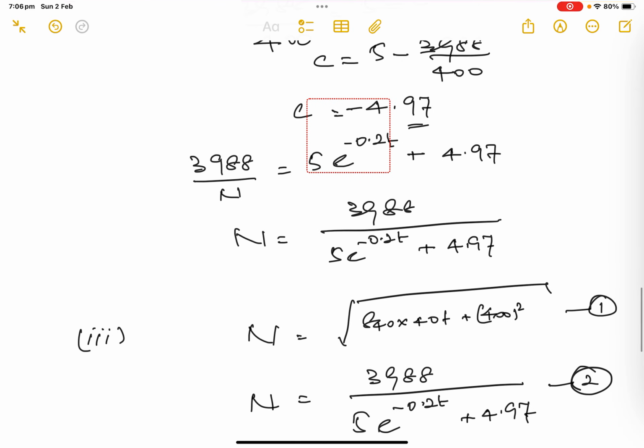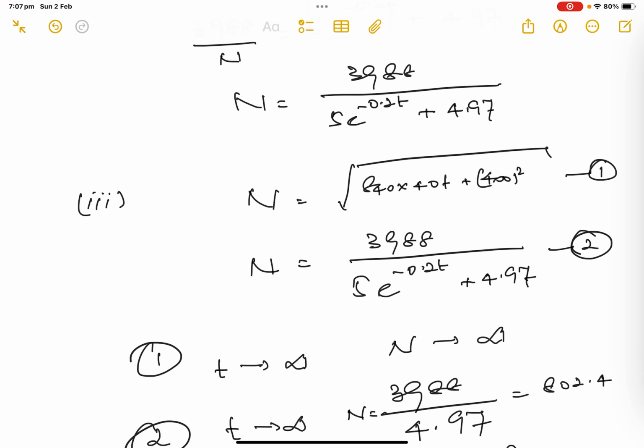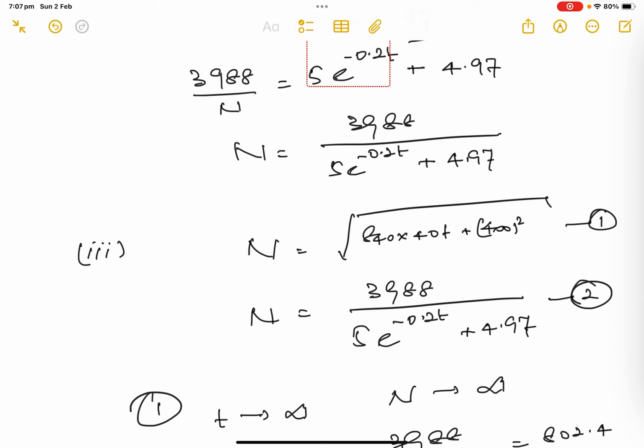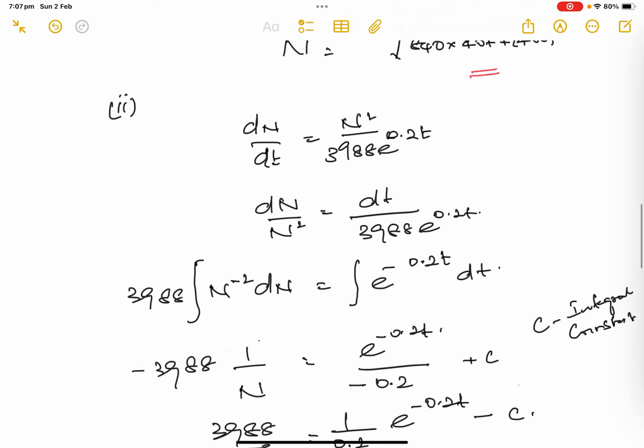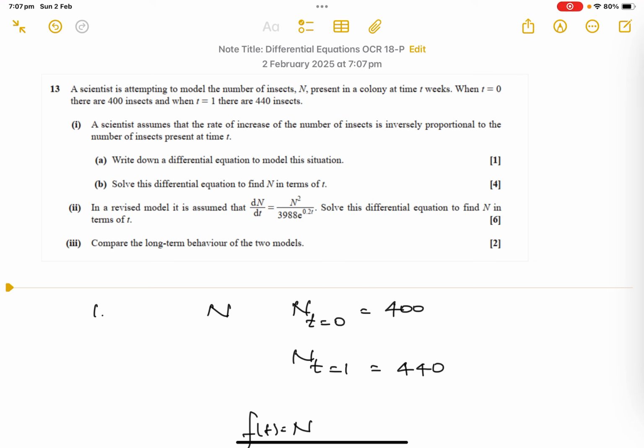So what I did here, it's just cross multiply. So n goes to the right hand side, and whatever is on the right hand side comes as a denominator. So n equals 3988 over 5 e to the power minus 0.2t plus 4.97. That's n found, in terms of t, that's done. Sorry, I just kept going.